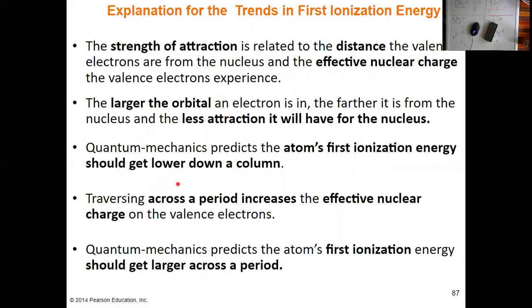We pretty much covered this. Our atom's first ionization energy should get lower as we move down a column because of size. Traversing across a period increases effective nuclear charge. That means that the ionization energy should get larger across the period, and it does. Our nonmetals do not like to lose electrons as much as our metals do.